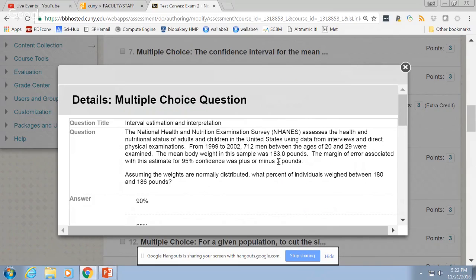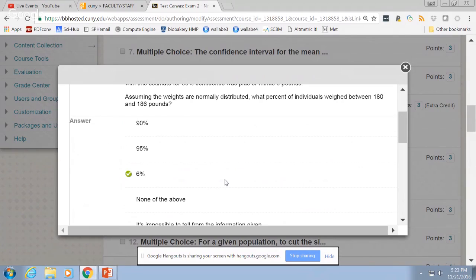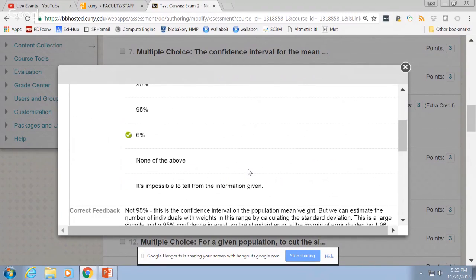And then if you multiply that by the square root of n, square root of 712, that'll give you the standard deviation of the individuals. And then you can use that to calculate the probability that is between 180 and 186 pounds. So the answer is, let's see, 6%. Oh really? It's impossible to tell. No, it's not impossible. You have to just work in reverse.